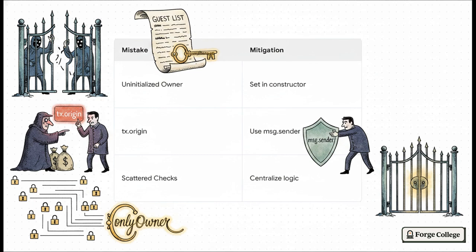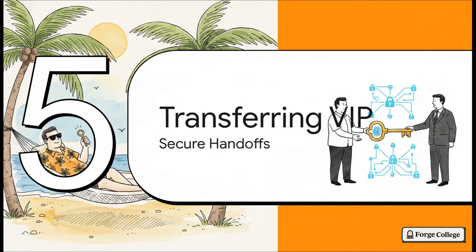And finally, avoid scattered checks. Centralize them in that single, reusable modifier we just built, so you don't accidentally forget to protect a brand new function down the line. Finally, Section 5, transferring the VIP keys, secure handoffs.